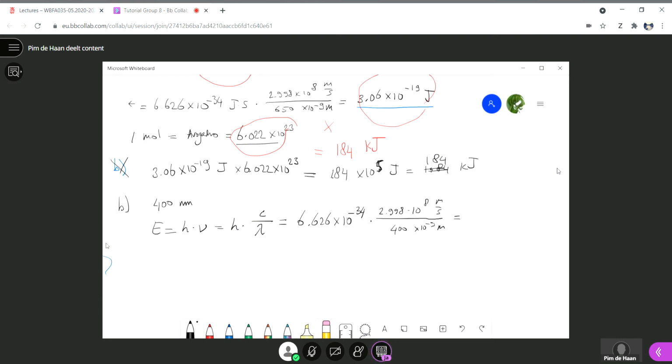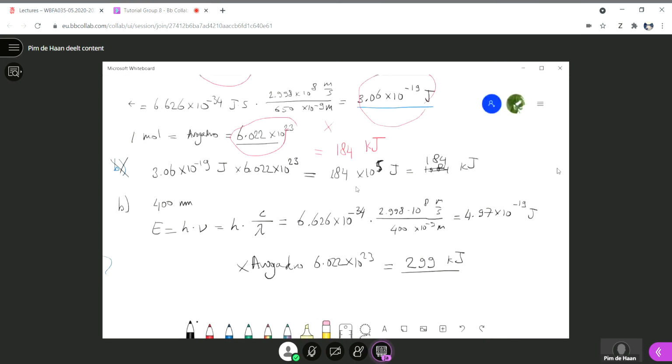And this would give you a number, and that number should be 4.97 times 10 to the minus 19th joule per photon. Times Avogadro, same step as above, 6.022 times 10 to the 23rd, equals 299 kilojoules.